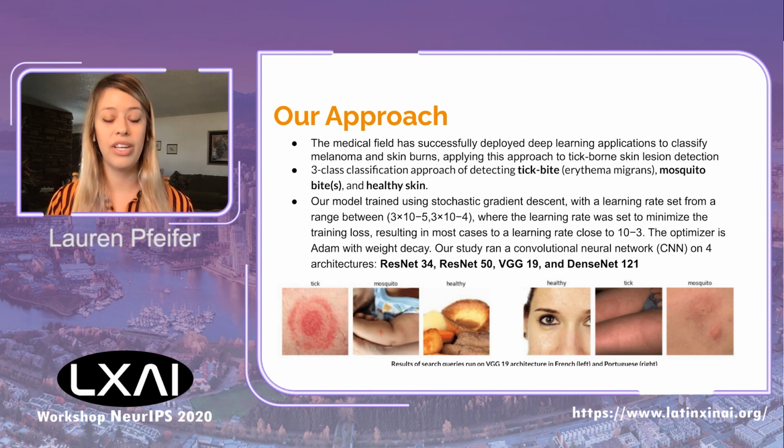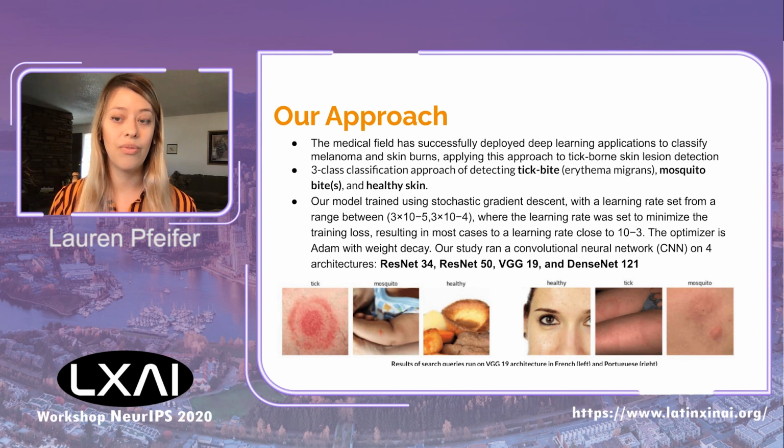Our model was trained using stochastic gradient descent, where the learning rate was set to minimize the training loss, resulting in most cases in a learning rate close to 10^-3. The optimizer is Adam with weight decay. Our study ran a convolutional neural network across 4 different architectures: ResNet34, ResNet50, VGG19, and DenseNet121. The reason for this was to determine if each architecture presented similar rates of accuracy in detecting these skin lesions.